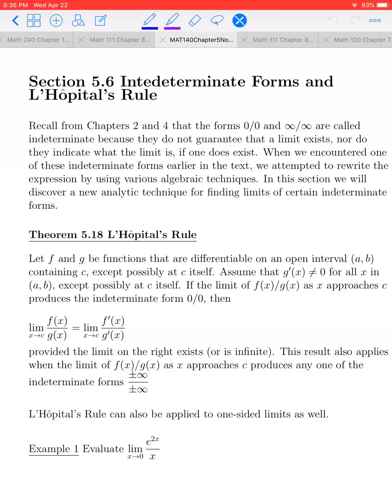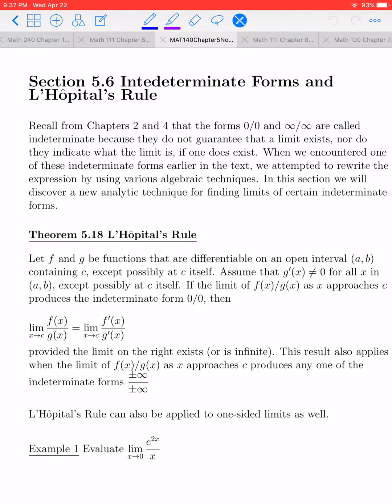In section 5.6, we're going to look at indeterminate forms and L'Hopital's rule. We recall from earlier in the class, namely in chapters 2 and 4, that forms of the type 0 divided by 0, or some type of infinity divided by another type of infinity, are referred to as indeterminate forms because they do not guarantee that a limit exists, nor do they indicate what the limit is should one happen to exist.